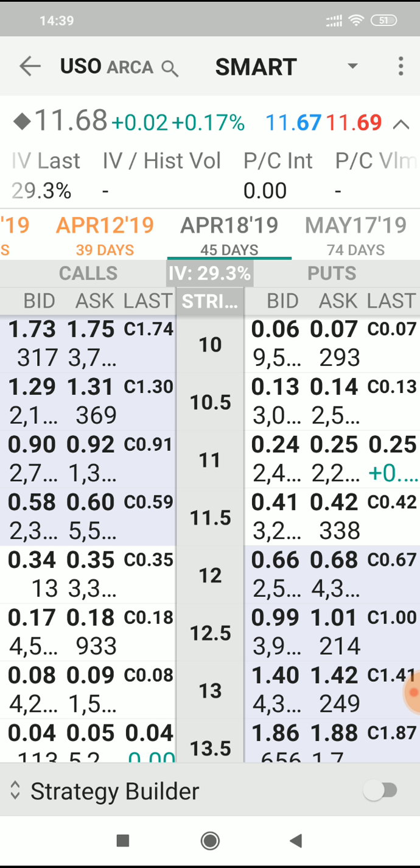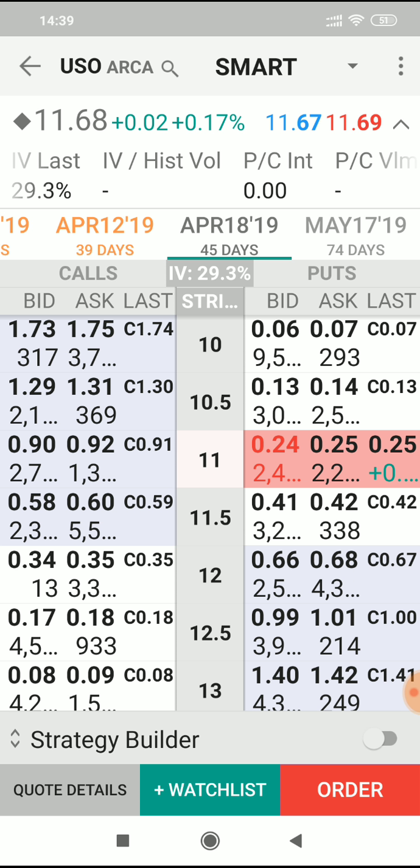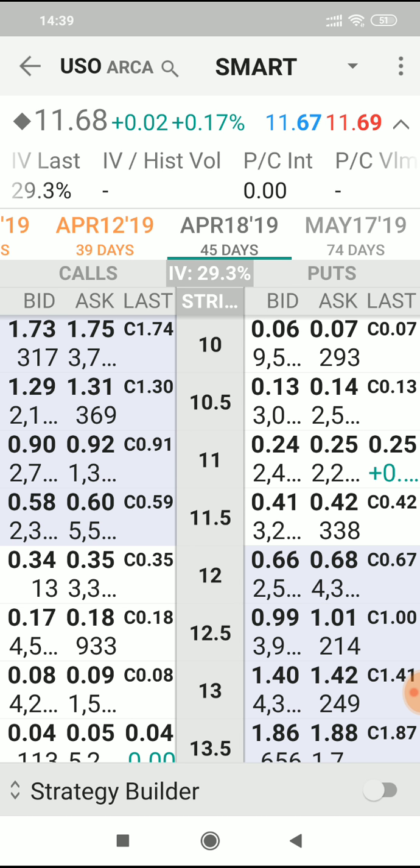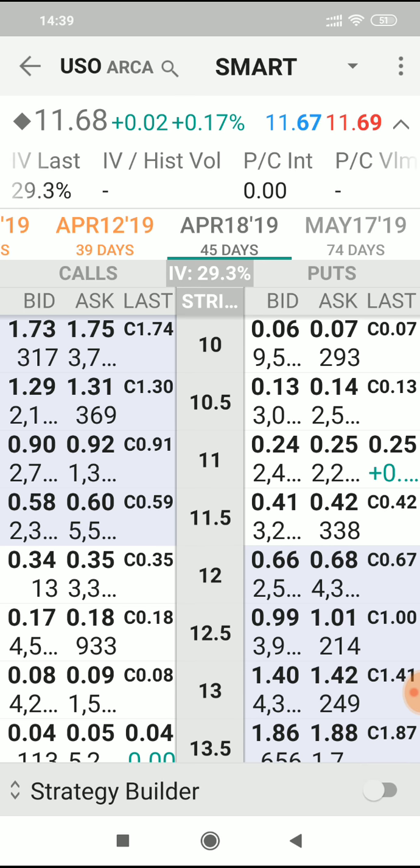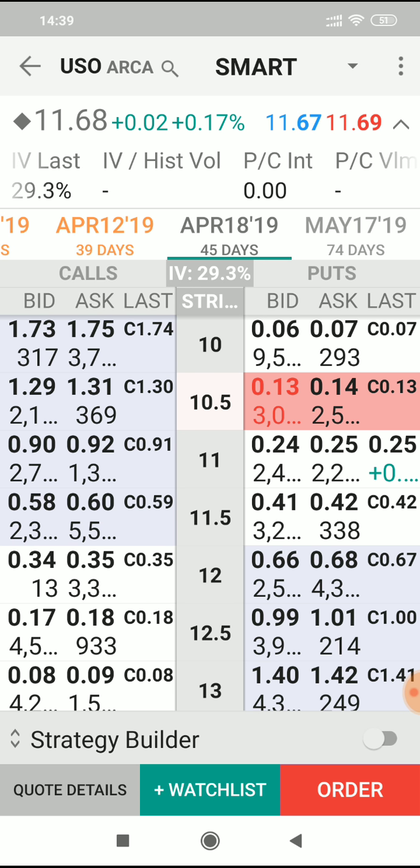So looking at the strike prices here, with it trading at 11.68, I could sell a put at 0.24 with a strike price of 11, or I could choose 10.5. And that depends on my level of aggression. You collect more premium at 11, but your risk is higher. Or if you want less risk, you can collect less premium. So I'm going to select the 10.5 strike price.